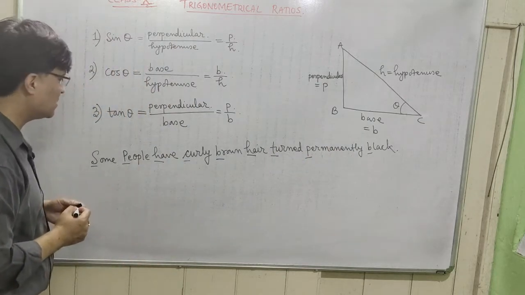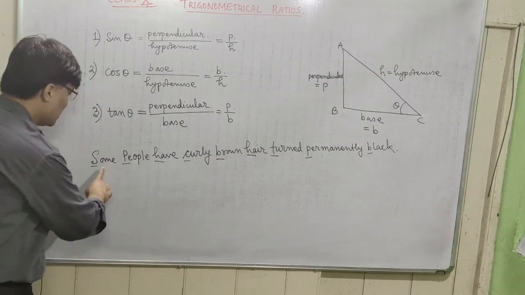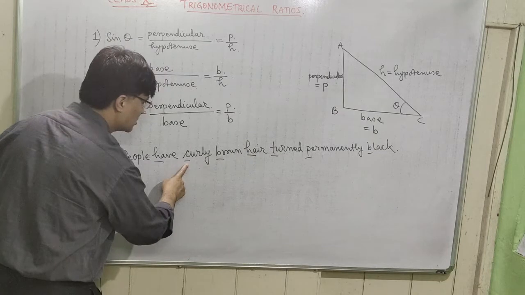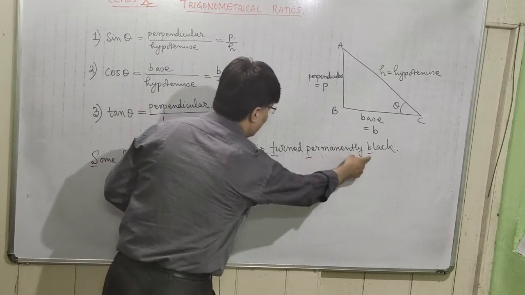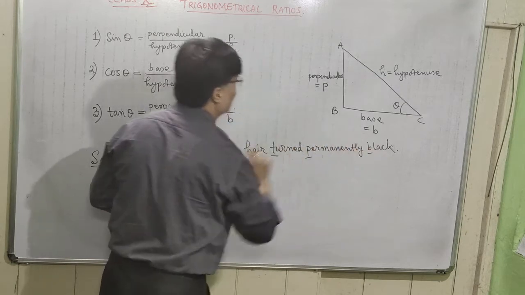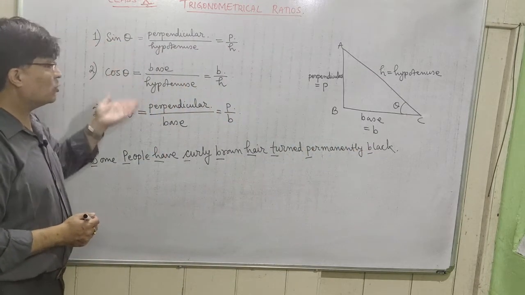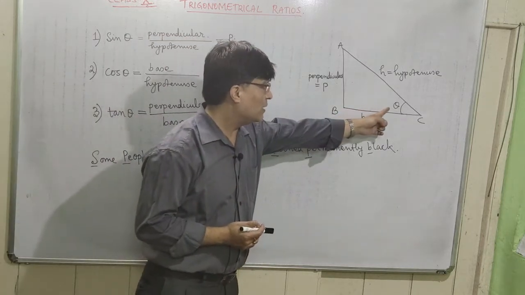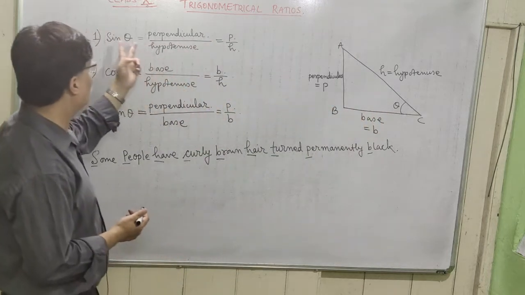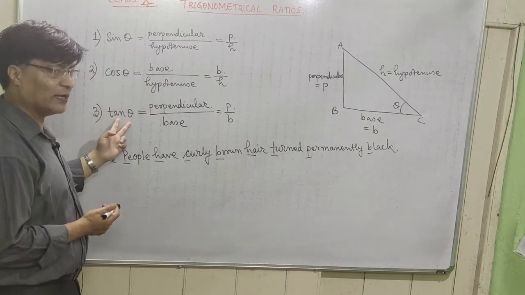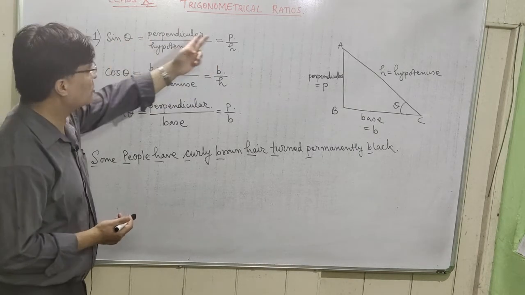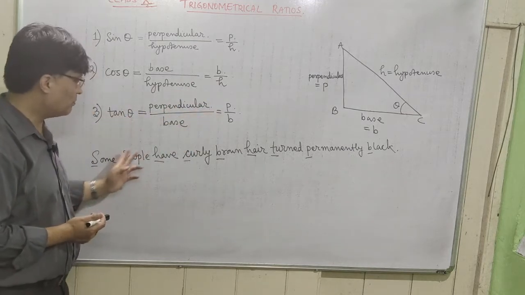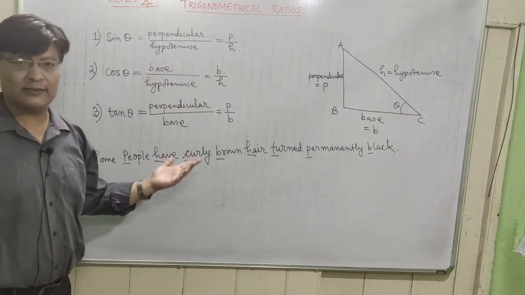So from this, how can you remember this formula? Some people have, sin theta is equal to P upon H, curly brown hair, cos theta is equal to B upon H, turned permanently black, tan theta is equal to P by B. Instead of theta, you may have alpha also. Alpha is also a Greek letter. The angle is also represented by alpha. If you write alpha, this will be sin alpha, cos alpha, tan alpha. Same formula is there. Sin alpha is equal to P by H, cos alpha is equal to B by H, tan alpha is equal to P by B. Some people have curly brown hair, turned permanently black, right?